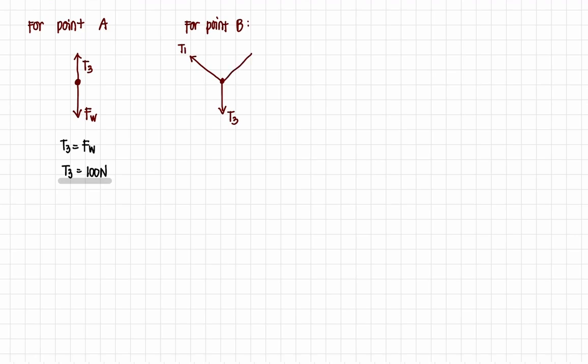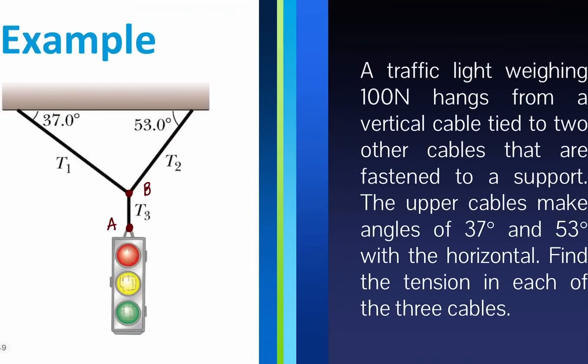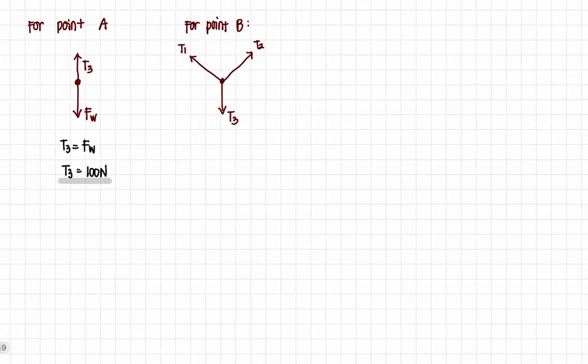And then we have T2. So if the angle formed by T1 with the horizontal here is 37 degrees, it means that if we draw a horizontal line here, this is also 37. And for T2 here, the angle formed with the horizontal on the side is also 53 degrees. Okay? So that's 37 degrees, and that's 53 degrees.